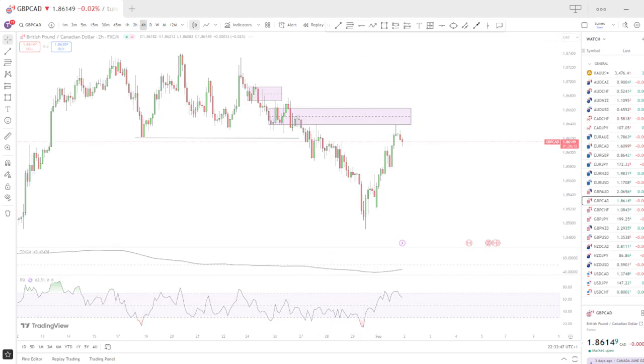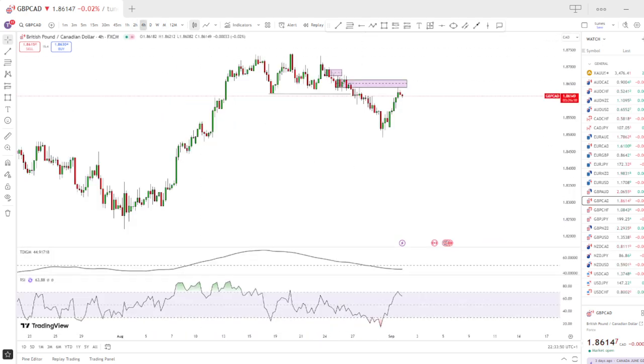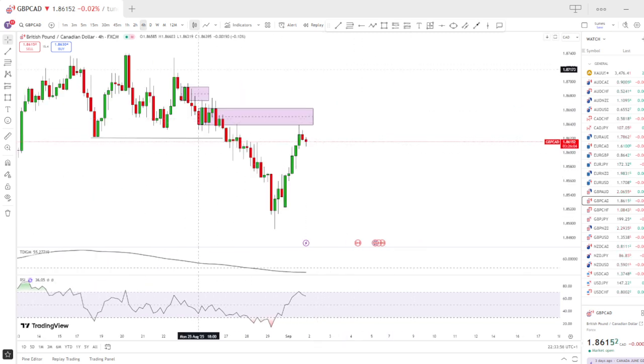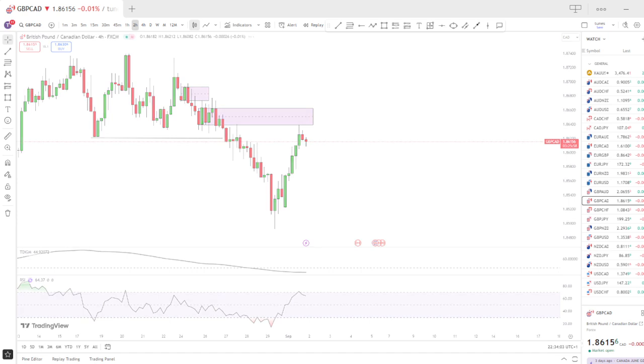However, I'm not necessarily sold on it. But all the same, I think there's something that should at least work. This looks playable, because we've already seen a fair bit of rejection from there when price got there. So I think on this, the move has already started.